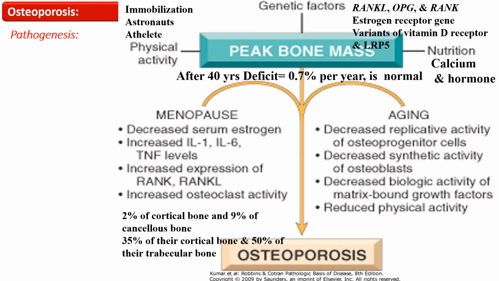Decreased serum concentration of estrogen will lead to the increased secretion of interleukin 1, interleukin 6 and tumor necrosis factor through a mysterious mechanism, and this will result in increased expression of RANK and RANK ligand. So osteoclasts are invited and stimulated in this area.